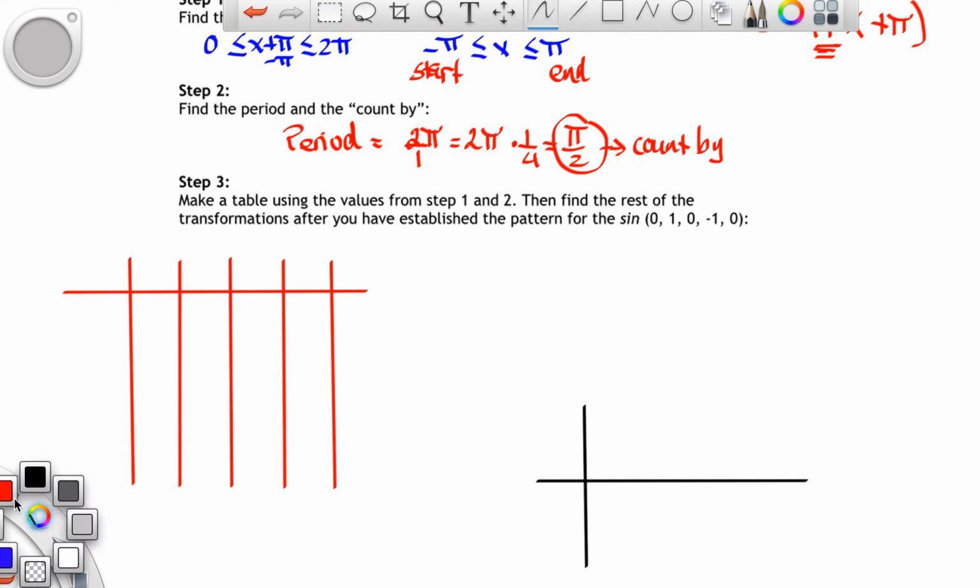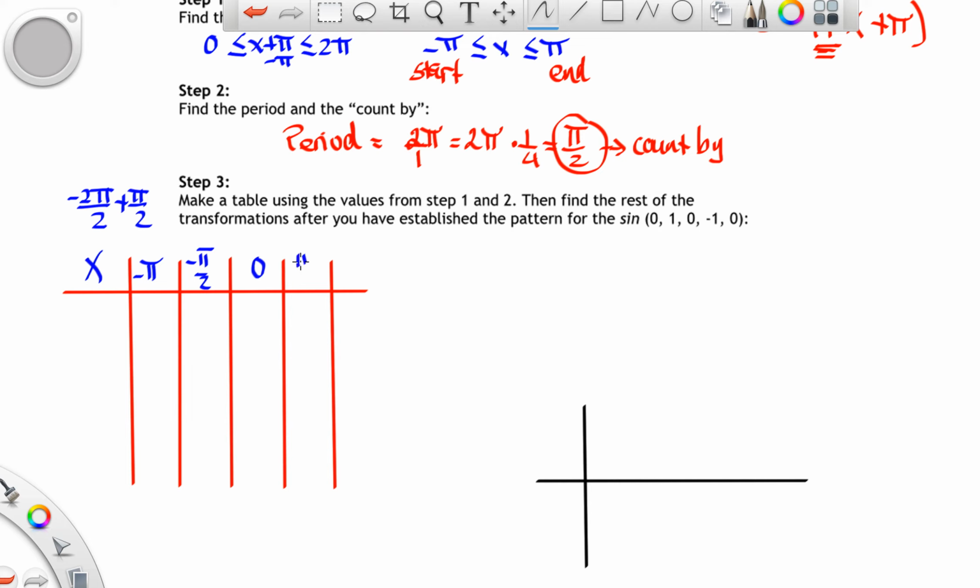And so what do we have? So this is x, right? We're going to start at a negative pi, and we're going to add pi over 2. So think of a negative pi as a negative 2 pi over 2. So negative 2 pi over 2 plus pi over 2 would be a negative 1 pi over 2. So this is a negative pi over 2. Plus pi over 2 is 0. Plus pi over 2 is pi over 2. Plus pi over 2 is pi.